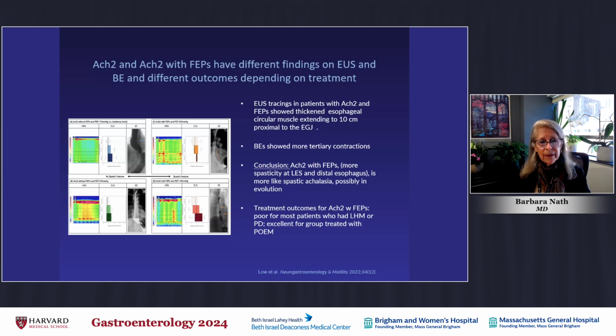So what was found in this variant achalasia is that these patients had thickened esophageal circular muscle that extended way up to 10 centimeters above the EGJ. The barium studies were not showing a dilated esophagus, but rather more tertiary contractions. And the treatment outcomes for this subgroup were great with a POEM, but not so great with a Heller or pneumatic dilation. So this really seems to be a more spastic subtype and very similar again to type 3.